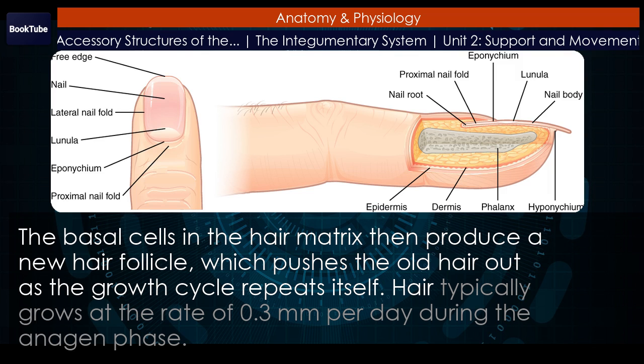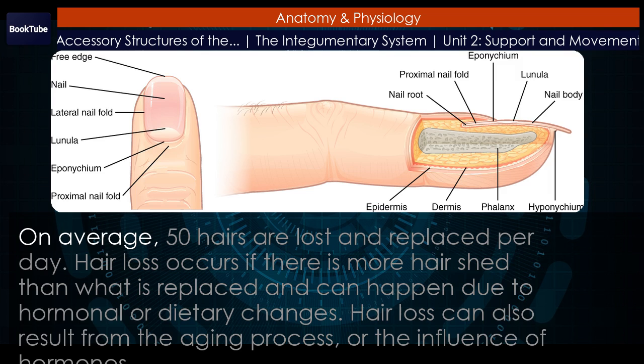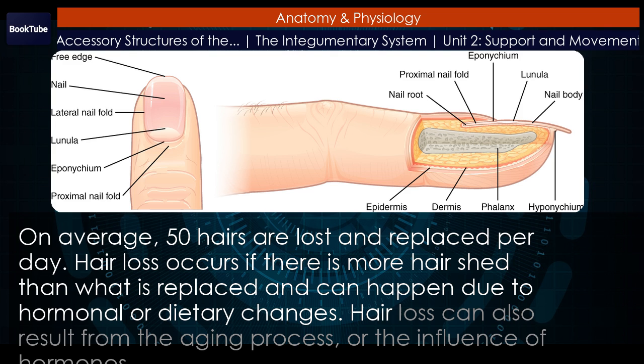Hair typically grows at the rate of 0.3 mm per day during the anagen phase. On average, 50 hairs are lost and replaced per day. Hair loss occurs if there is more hair shed than what is replaced and can happen due to hormonal or dietary changes. Hair loss can also result from the aging process or the influence of hormones.